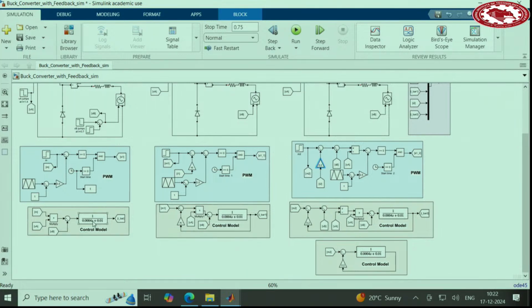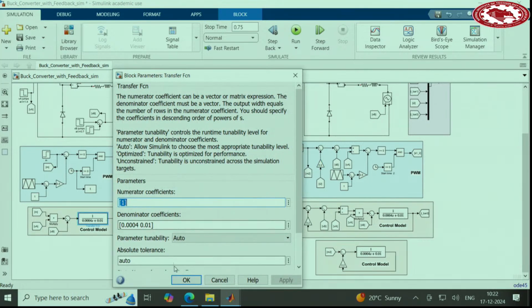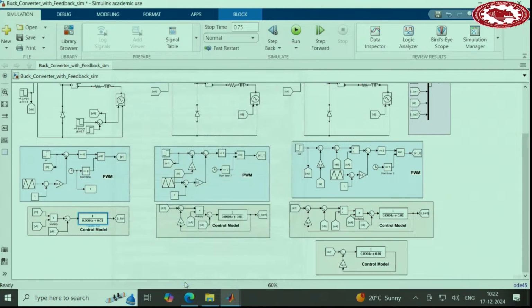What is the model? 1 over Ls plus R. That's how to do it. And then M into VA minus VB passed through 1 over Ls plus R. This is the mathematical control model. So I can look at the output of this also and check.